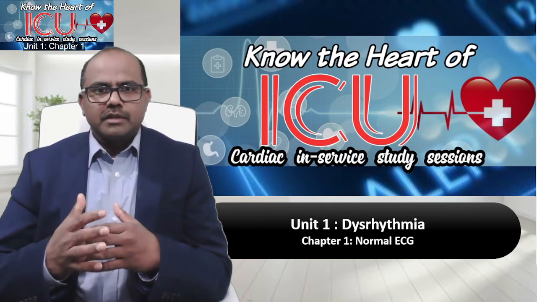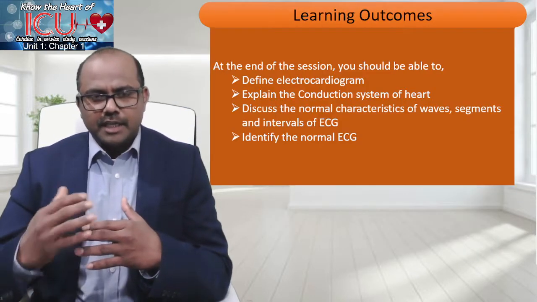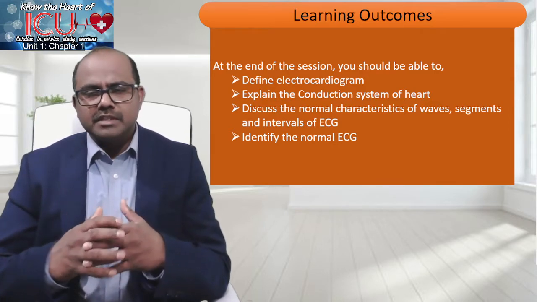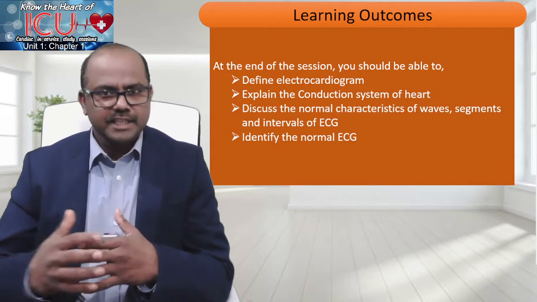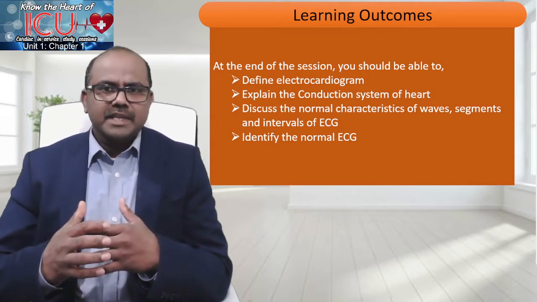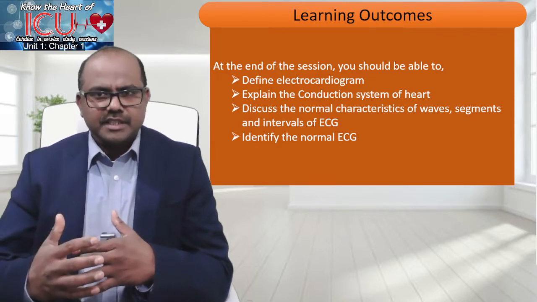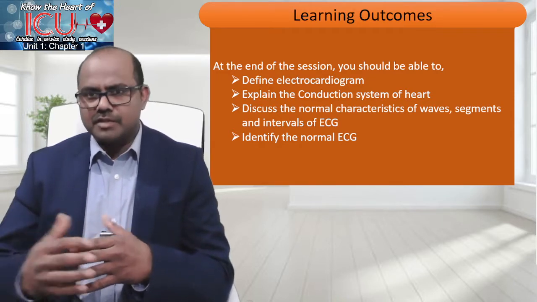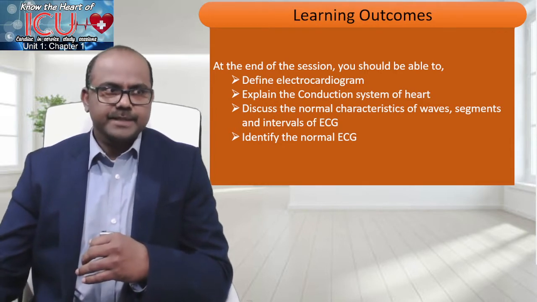In chapter 1, the learning outcomes are that at the end of the session, you should be able to define what an electrocardiogram or an ECG or an EKG is. You should be able to explain the conduction system of the heart, and discuss the normal characteristics of waves, segments, and intervals of ECG, and you should be able to identify the normal ECG.